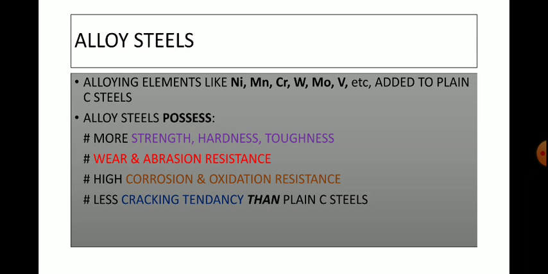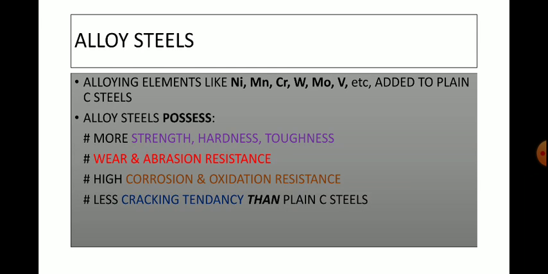So alloy steels, why is it called alloy steel and how does it differ from plain carbon steel? Alloy steels contain elements like nickel, manganese, chromium, vanadium, etc., which are added to plain carbon steel to improve properties such as strength, hardness, toughness, wear and abrasion resistance. They also provide corrosion and oxidation resistance and less cracking tendency than plain carbon steel. That's why alloy steels are preferred in various applications.